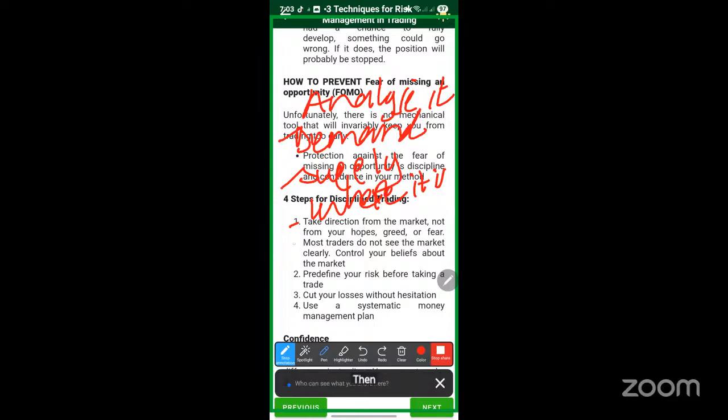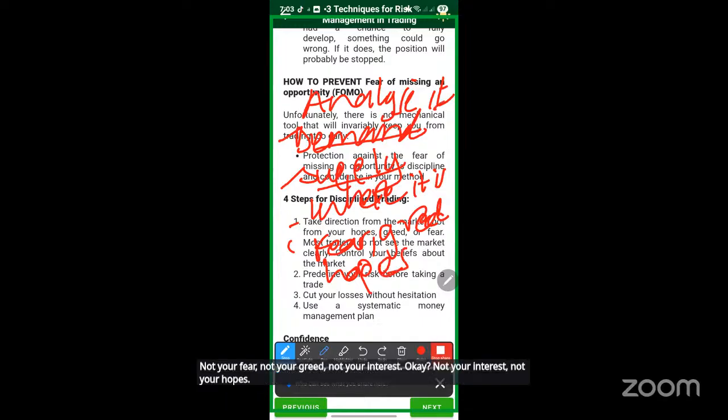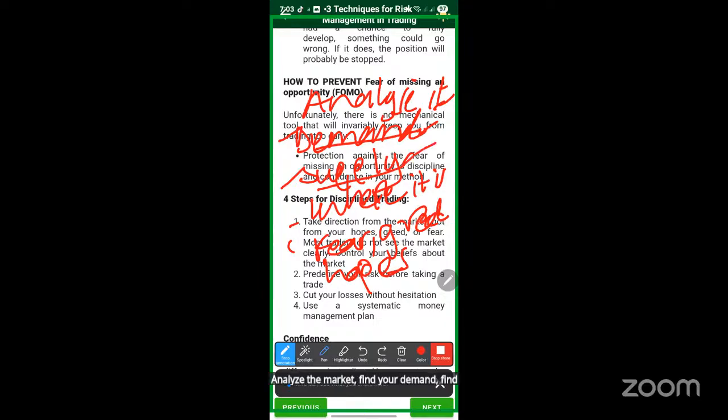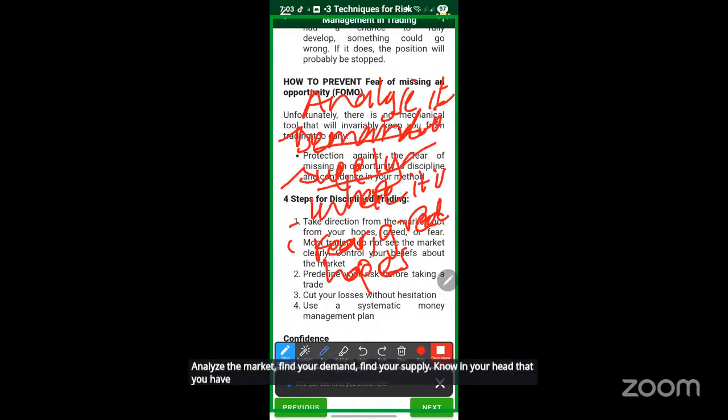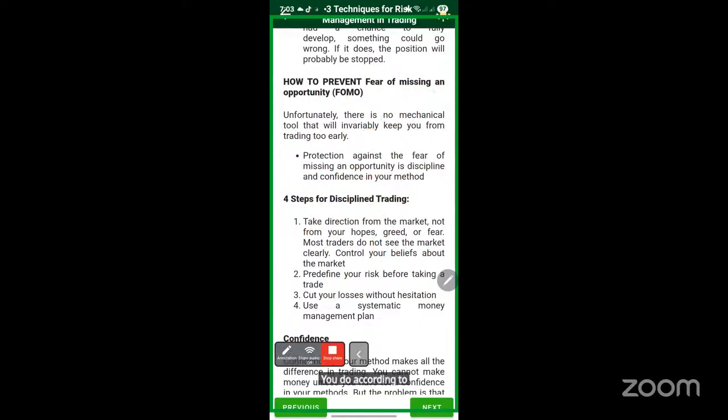Then make clear decisions. Your decisions should be based upon what you have analyzed, not your fear, not your greed, not your interest, not your hopes. Analyze the market, find your demand, find your supply. Know in your head that you have to enter the demand zone and you have to exit from the supply zone. Now look at where the market is right now and where it is going. Don't use your fear, your greed, or your hopes that I think it will. No, you act according to your technical analysis.